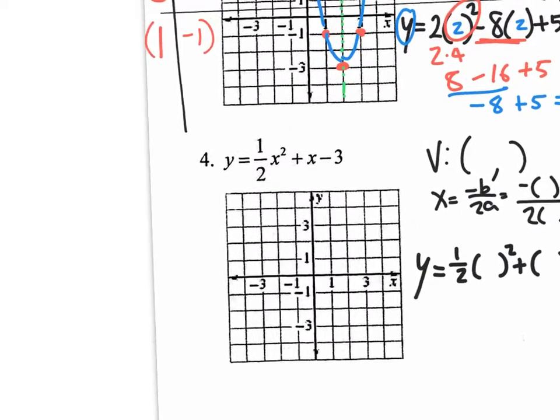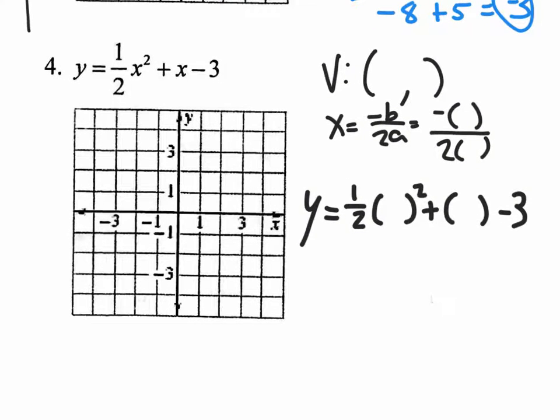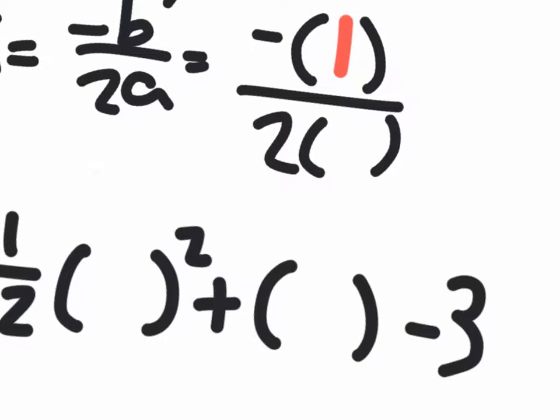Let's do number 4. Number 4, again, to find the vertex, you're going to use negative b over 2 times a. Our b value is what? What's our b value? 1. So we're going to plug in 1 for b, and the a value is what? What's the a value? You can see it right here. It's 1/2. So let's plug in a 1/2 right here. Let me zoom in to do that. Plug in a 1/2 right there. And now we could actually work this out. Negative 1 over, what is 2 times half?